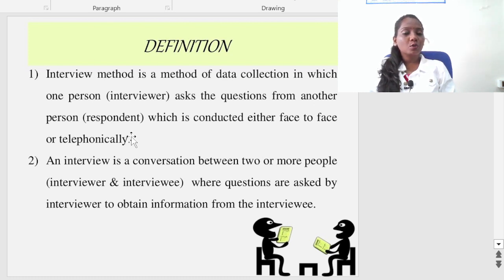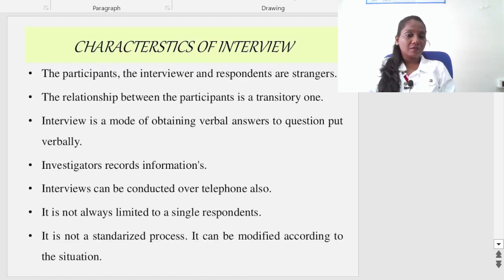During COVID time most of the interviews happened on phone call or on Skype, so there is no face to face interaction. An interview is a conversation between two or more people where questions are asked by the interviewer to obtain the necessary information, to collect the data.